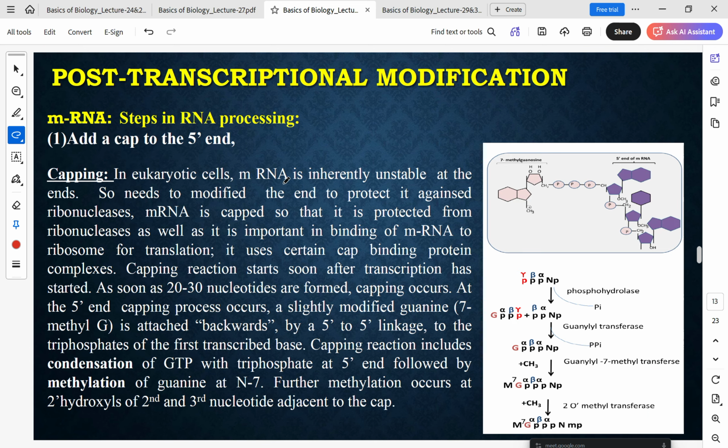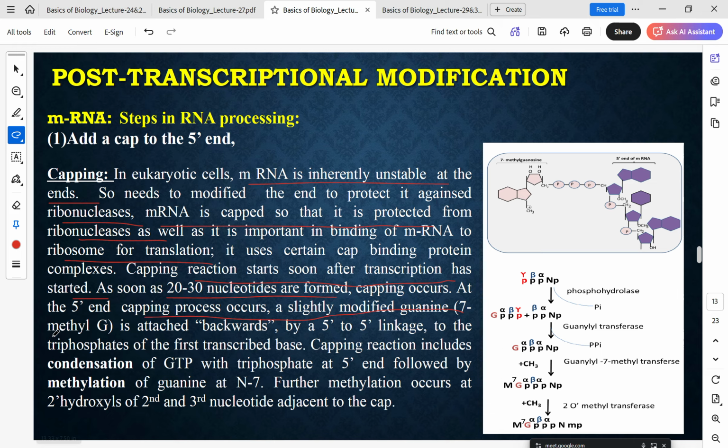Capping: in eukaryotic cells, mRNA is inherently unstable at the ends because of ribonucleases. So the mRNA is capped so that it is protected from ribonucleases, and it can bind to the ribosome for translation. The capping reaction occurs as soon as transcription has started. Around 20 to 30 nucleotides are formed and the capping occurs. This is the reaction that it follows, in which 7-methylguanosine gives its methyl group for methyl capping. At the 5' end, the capping process occurs.